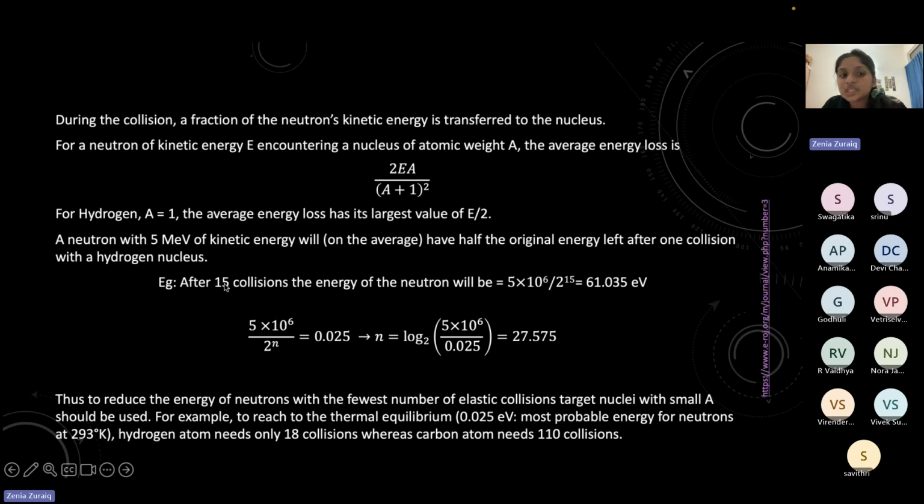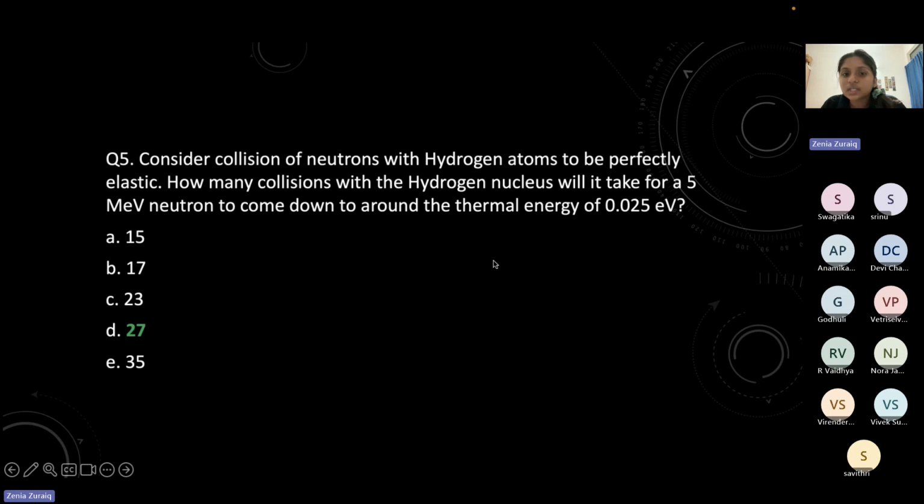You can see that after just 10 or 15 collisions from 5 MeV, we have gone all the way to an eV. So that is a change of 6 orders of magnitude, right? The question was: how many interactions will it take for a 5 MeV neutron to cool down to a thermal energy of this much. And you know that slowing neutrons is very important when it comes to nuclear fission and so on. So these are important things that people calculate.